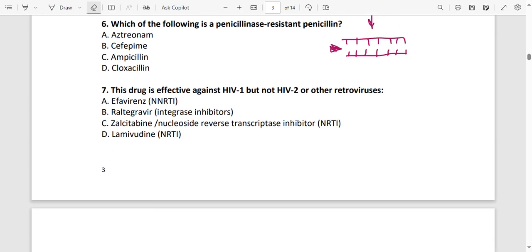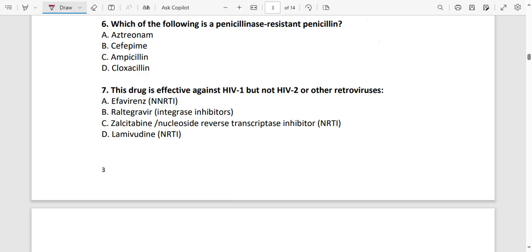Which of the following is a penicillinase resistant penicillin? Penicillinase resistant penicillin. Azithromycin, cefepime. This is actually the fourth, it's the only fourth generation cephalosporin. Ampicillin, cloxacillin. Anyone to help there? Anyone? Ampicillin. Okay, let me mention again.